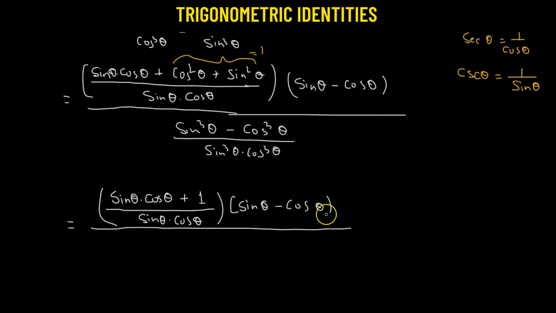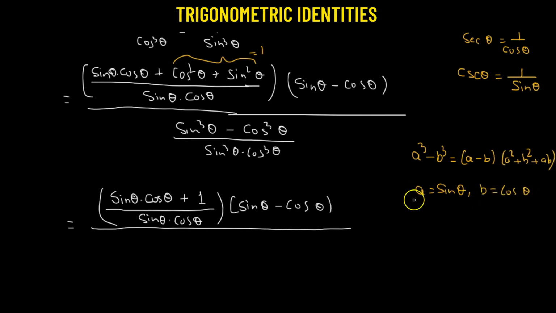Whole divided by, so here now we have sine cubed theta minus cosine cubed theta. If we use the identity a cubed minus b cubed, that is the product of a minus b times a squared plus b squared plus ab. So in that case, we're going to consider a to be sine theta and b to be cosine theta. So using this, a cubed minus b cubed, so sine cubed theta minus cosine cubed theta, is going to become sine theta, which is a, minus b, that's cosine theta. Whole multiplied to a squared, so a squared will be sine squared theta plus b squared will be cosine squared theta. Plus a times b, so sine theta times cosine theta.